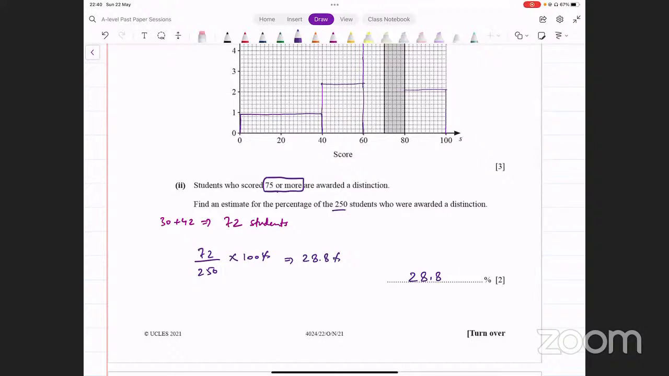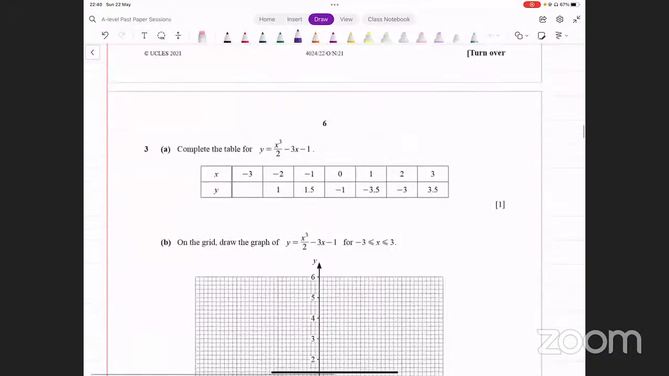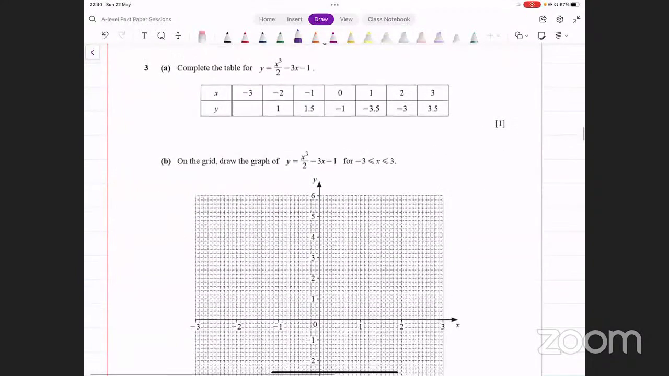ठीक है? All right, let's move on. Question number 3. Now it's graphs of functions. We have to complete the table for y equals x cube over 2 minus 3x minus 1. ये उसने एक फंक्शन दिया, आपने टेबल कंप्लीट करना है. Pretty straightforward. आपने वैल्यूज इनपुट करनी है. एक ही वैल्यू x की आपने इनपुट करनी है उसके अंदर -3. Let's see what that gives us.